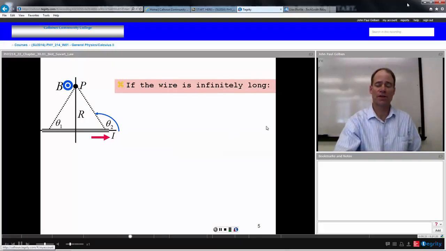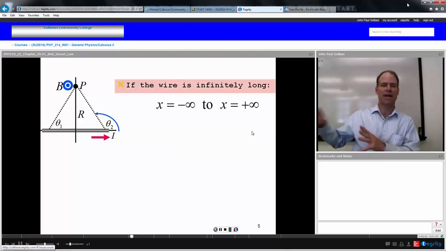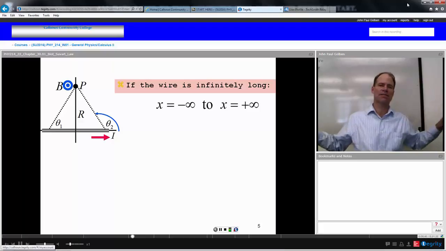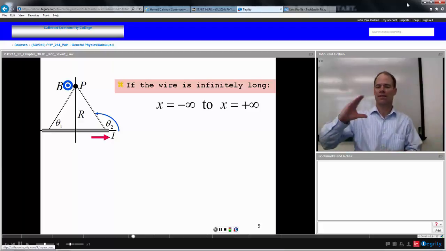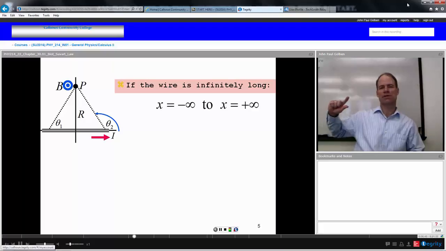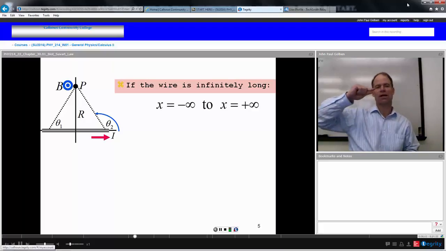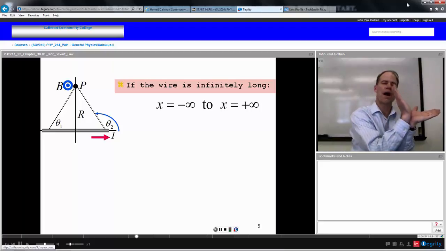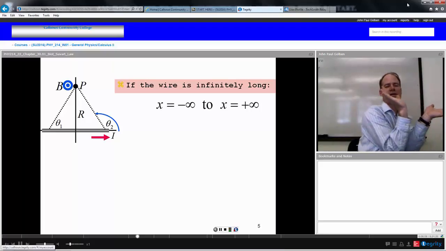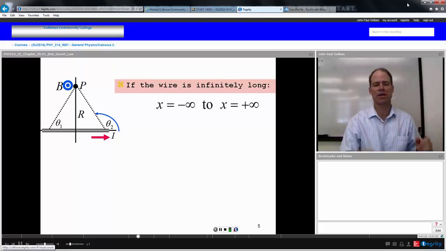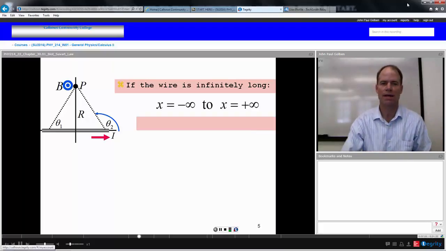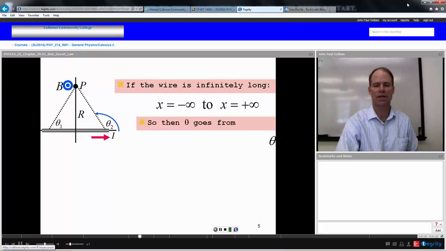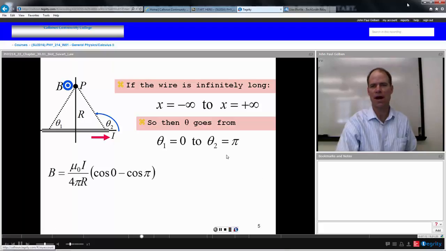If the wire were infinitely long, then we could stretch x to negative infinity and to positive infinity. And if we were to do that, theta 1 is going to get smaller and smaller as we go to negative infinity. In fact, at some point, it's going to be equal to 0. And then theta 2, as we go to positive infinity, is going to expand more and more, and eventually will become 180 degrees or pi. So those limits are going to give us a theta 1 of 0 and a theta 2 of pi.